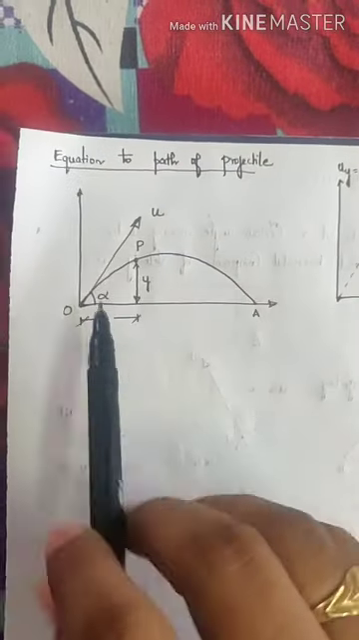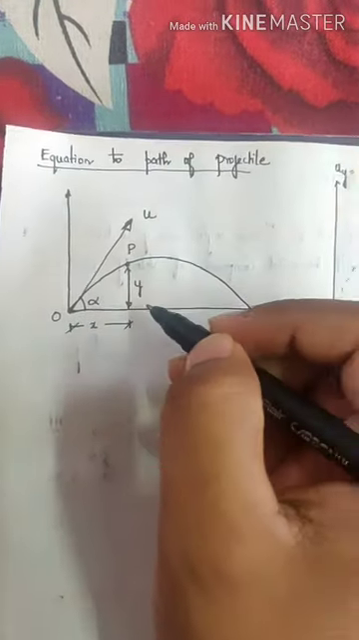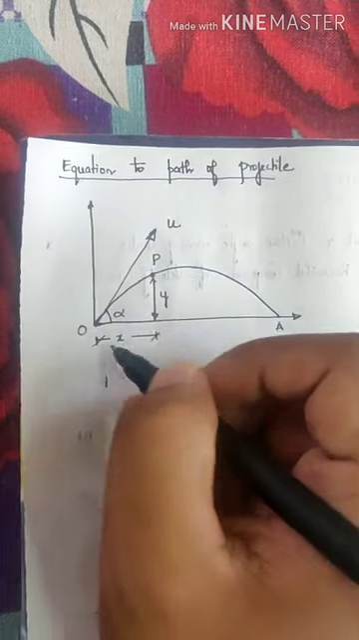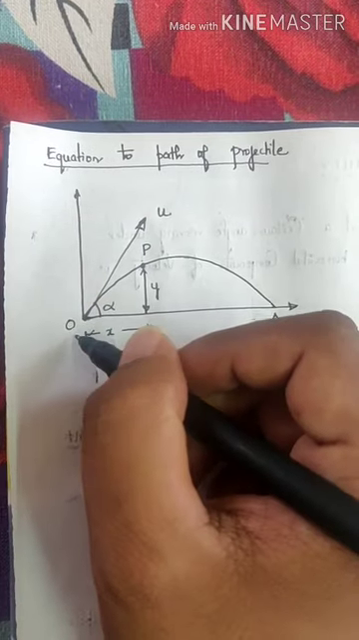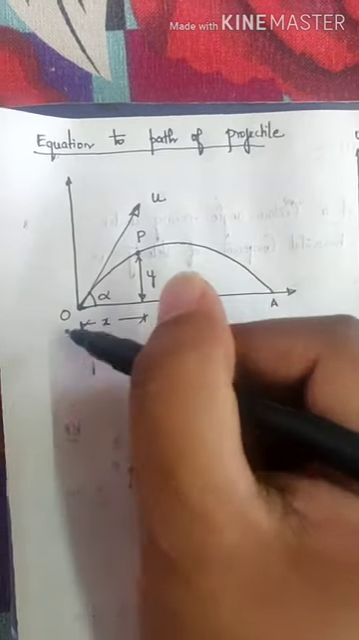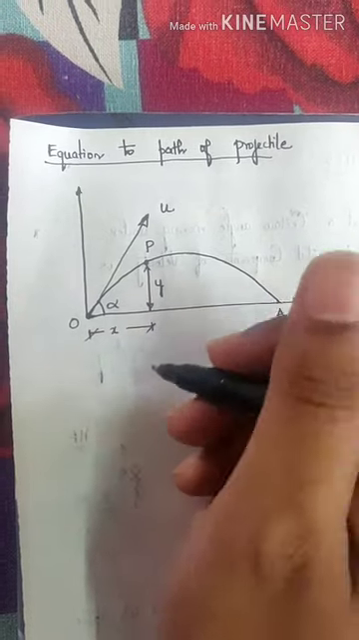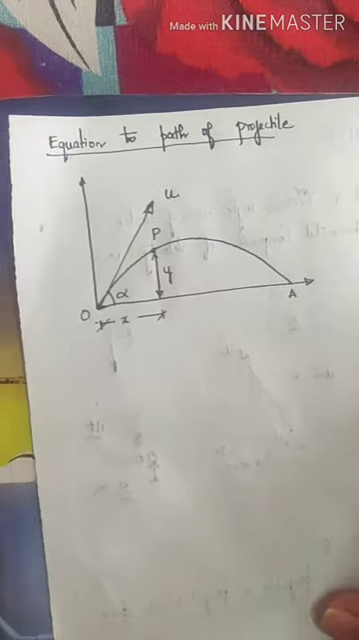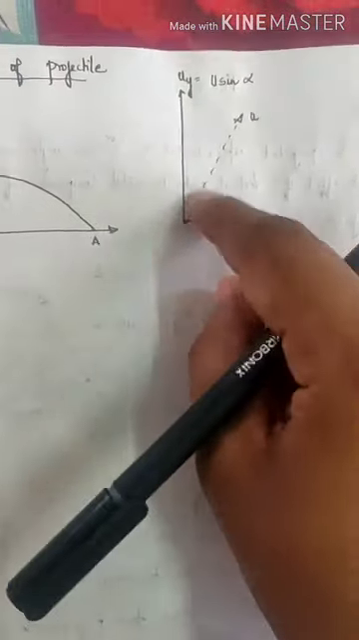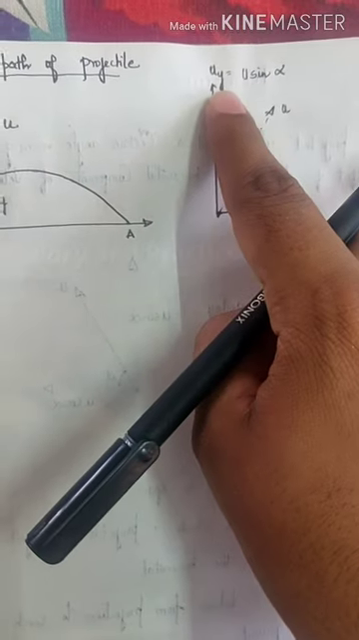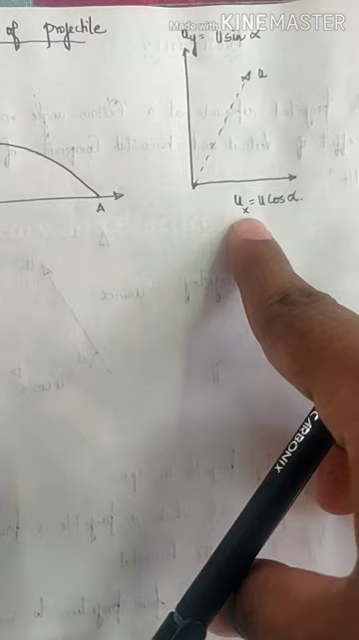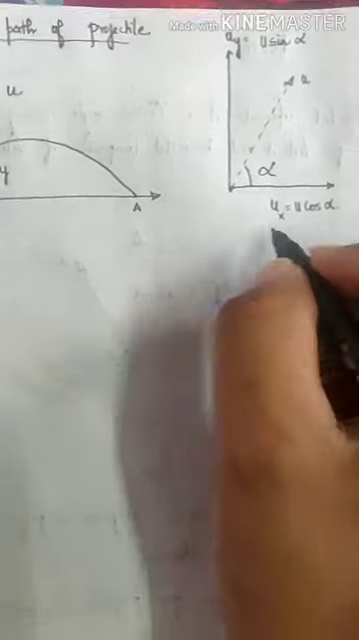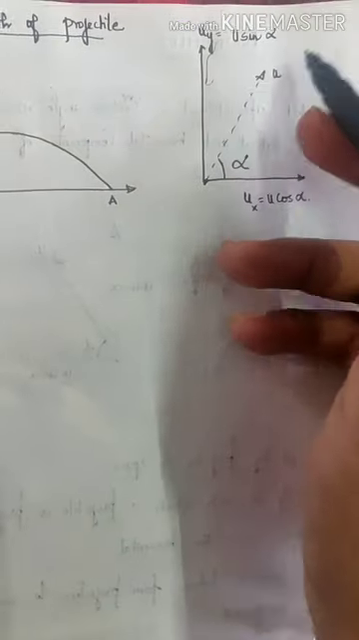So this is a path traced by an object. Say the object is at point O having velocity u making an angle alpha. The path traced by the object is from point O to A, so the trajectory path is OPA. To know the equation, the initial velocity is u, so the vertical component will be uy and the horizontal component will be ux. This is angle alpha, so when you resolve this, it will be u cos alpha and u sin alpha.